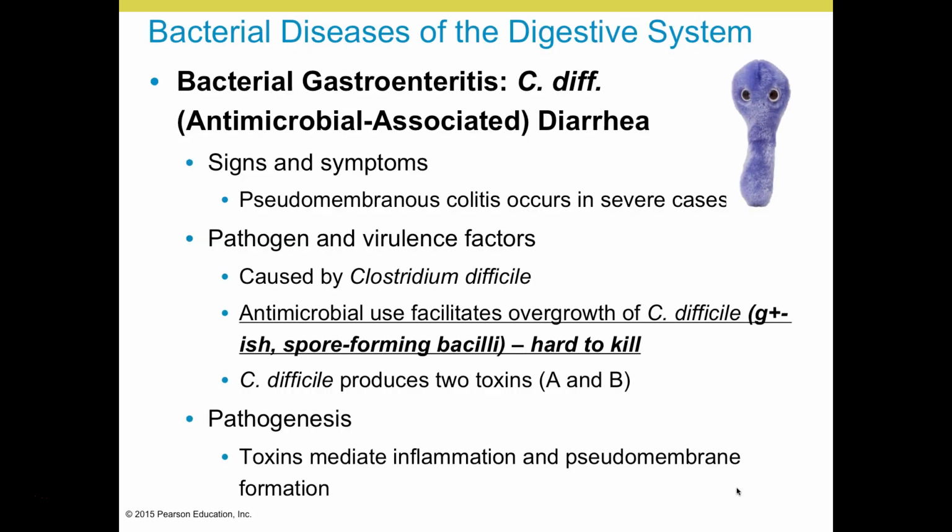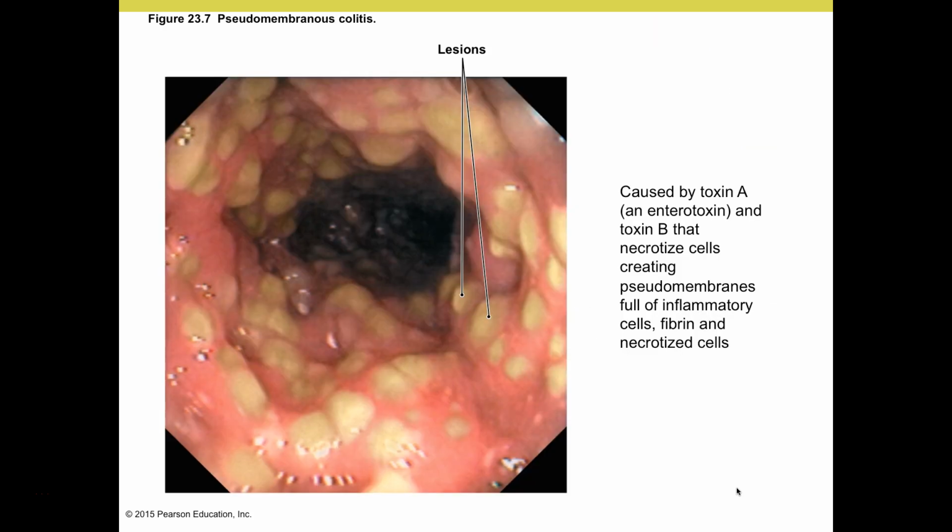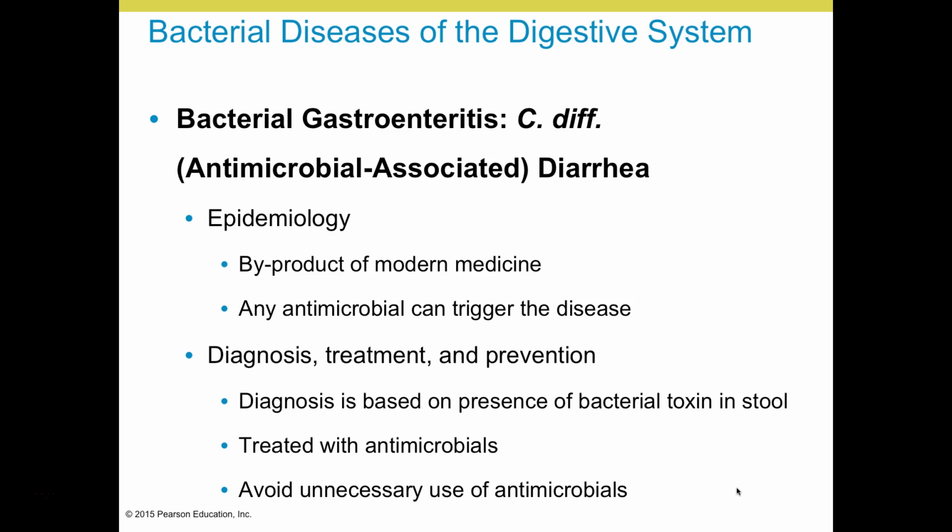Okay, so this is Clostridium difficile. Why is it called that? Well, it's actually hard to kill. It causes inflammation and pseudomembrane formation. That means colitis, which causes very strong stomach pains. And here is the inside of the intestine. How do you think they got this picture? Laparoscopy. It is diagnosed by looking for the bacterial toxin in the stool of the patient.